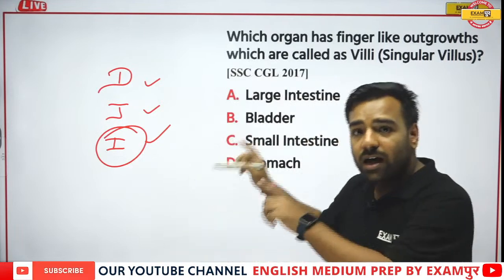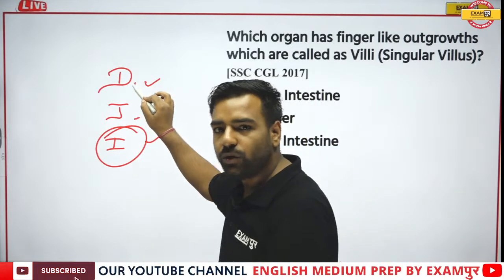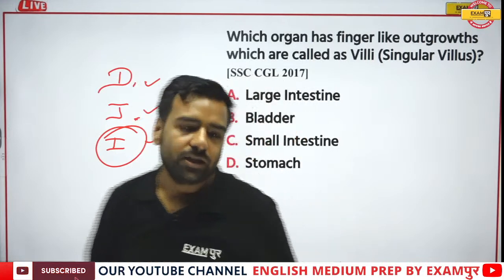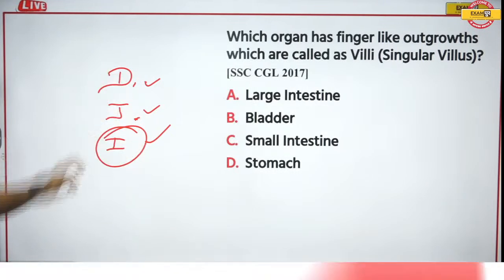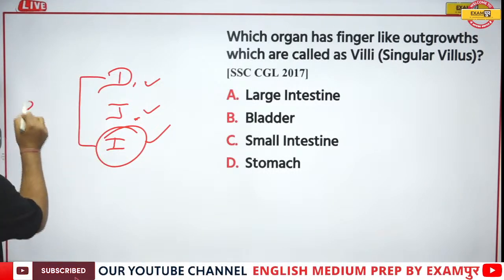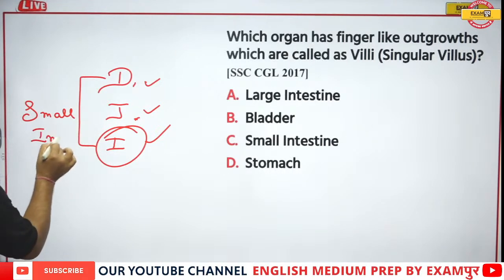Now here, I stands for ileum, D is for duodenum, J is for jejunum. Duodenum, jejunum, ileum. So if I'm talking about this duodenum, jejunum, ileum, these are the parts of what? These are the parts of the small intestine.